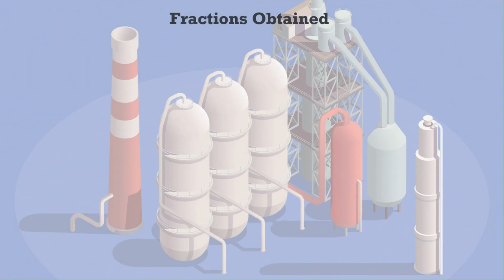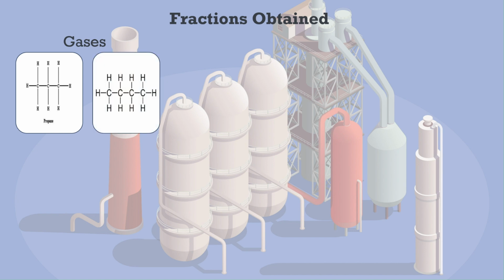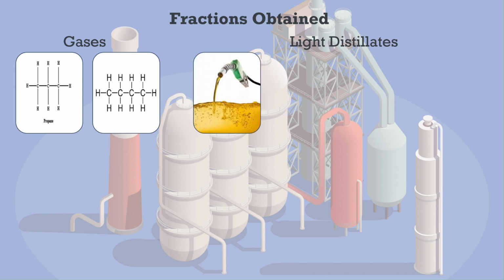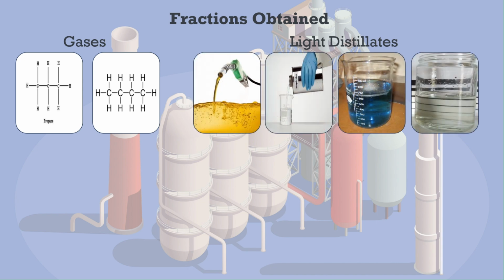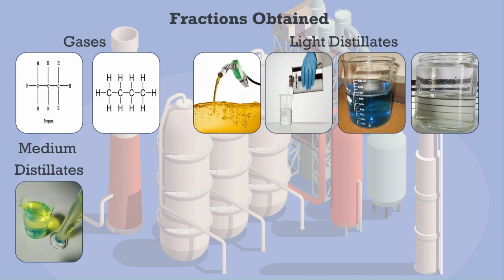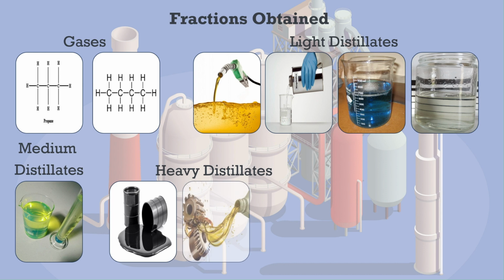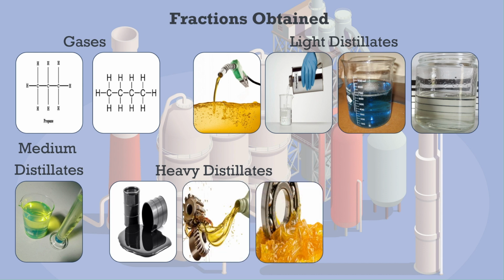The following fractions are obtained via the distillation process, namely gases. Lightest fractions like propane and butane are collected at the top. Light distillates. Gasoline, naphtha, kerosene, jet fuel with boiling points around 70 to 200 degrees Celsius. Medium distillates. Diesel and gas oils with boiling points 200 to 350 degrees Celsius. Heavy distillates. Fuel oils, lubricating oils, and greases with boiling points above 350 degrees Celsius.